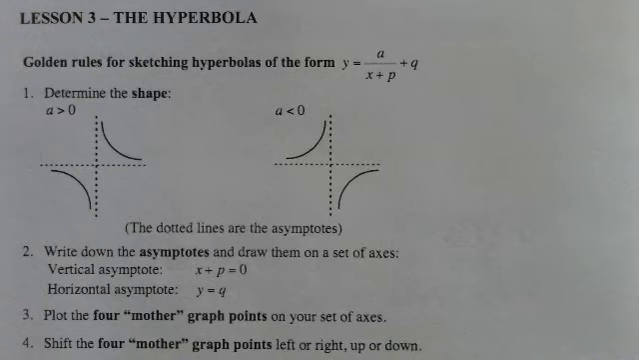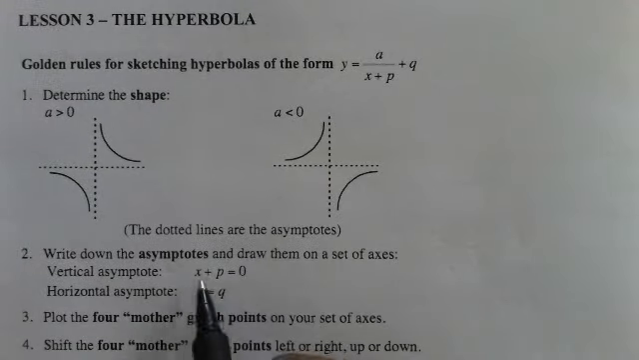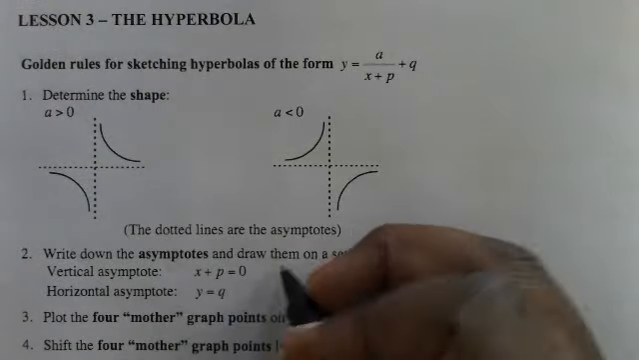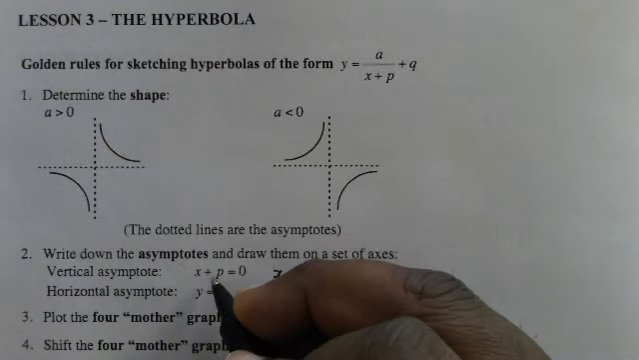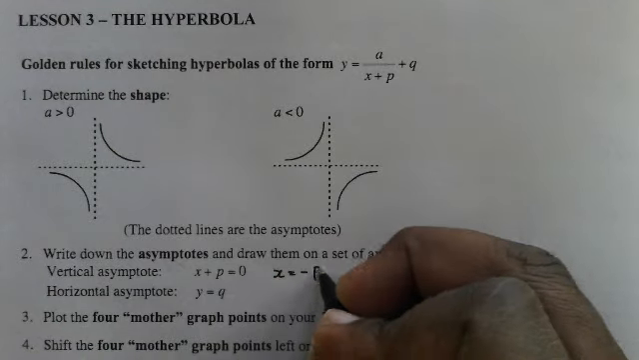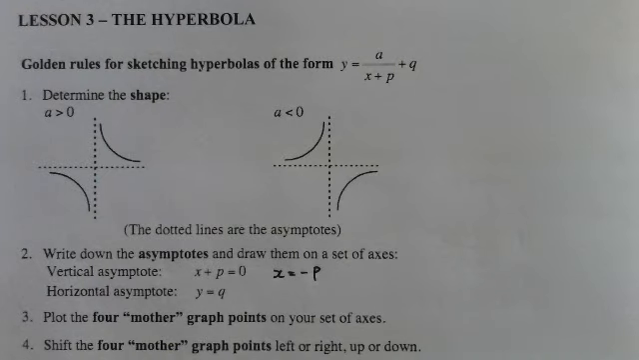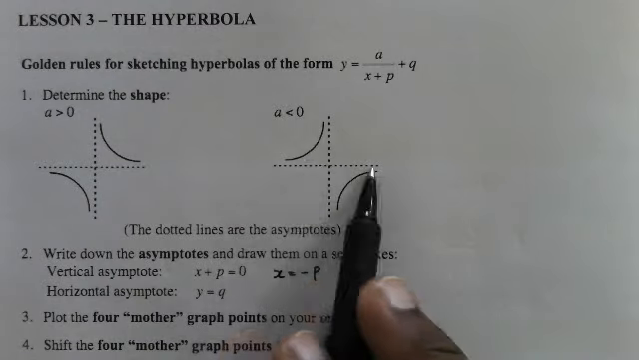That's the difference now. So to find the vertical asymptote, it's just going to be x plus p is equal to 0, which means x then is equal to, if you take the p over, negative p, right? There are some similarities with the parabola in terms of such things. And the horizontal asymptote, which is this line here, is just q as it is.